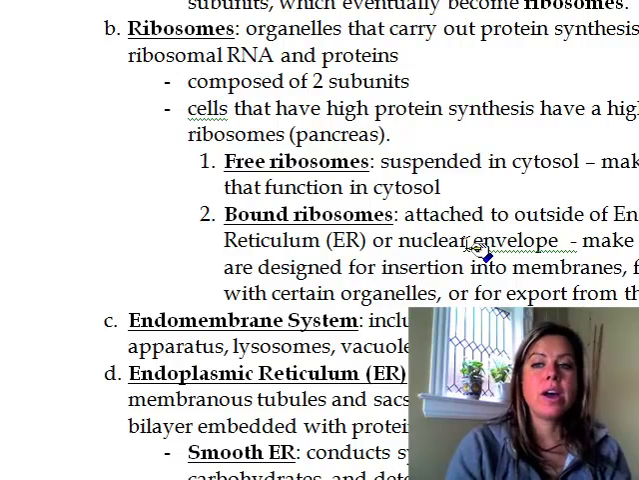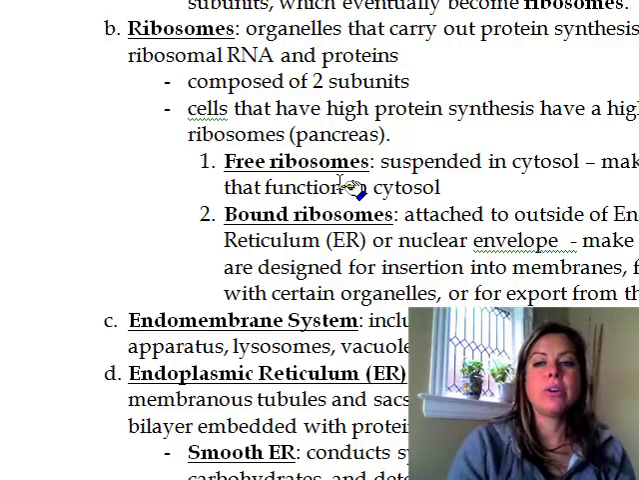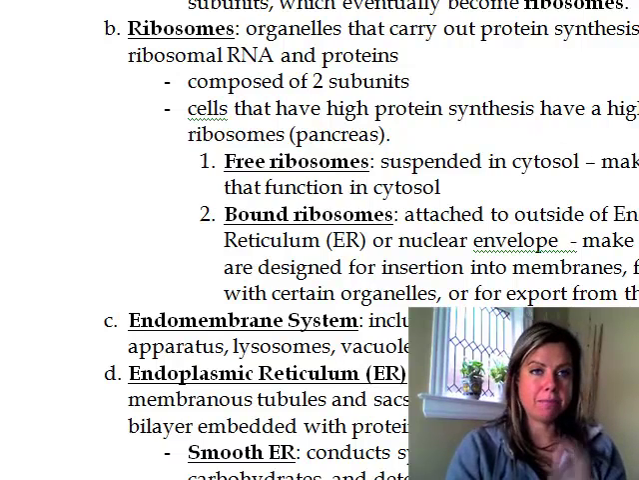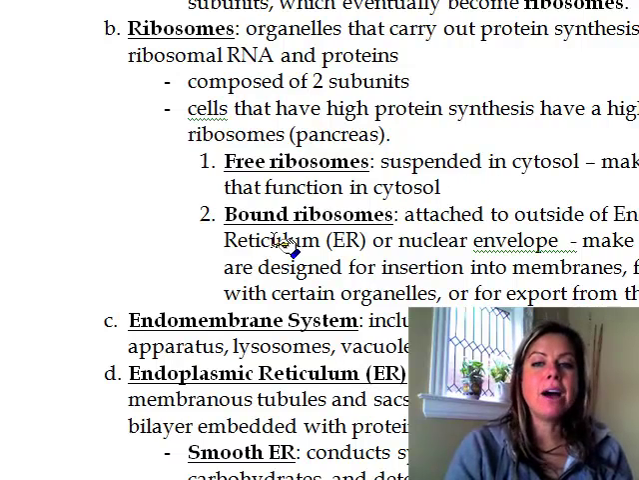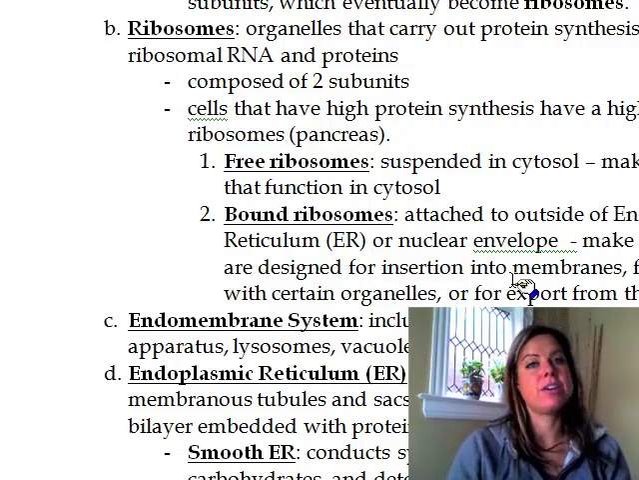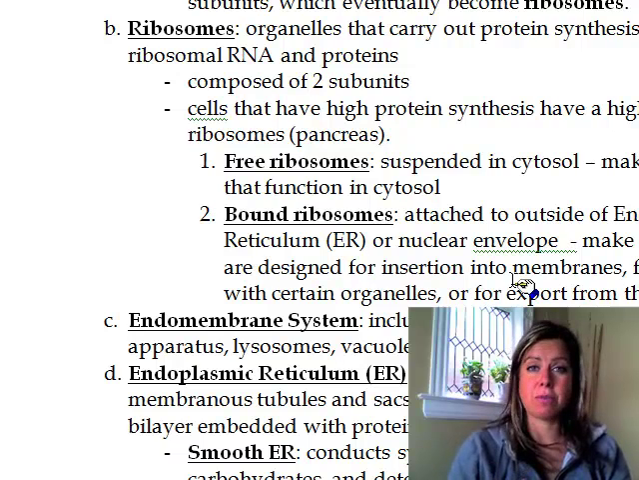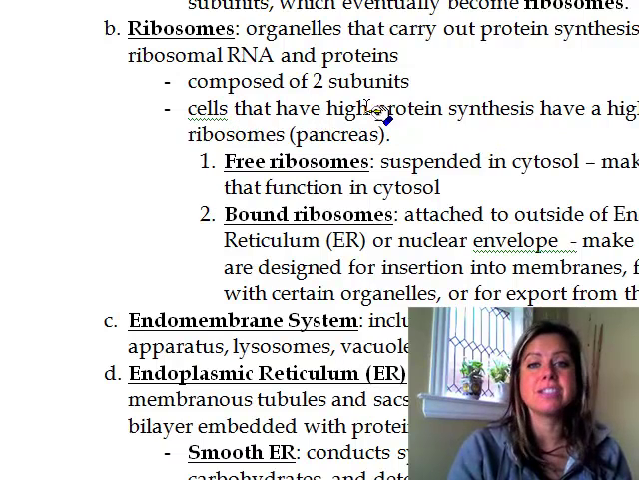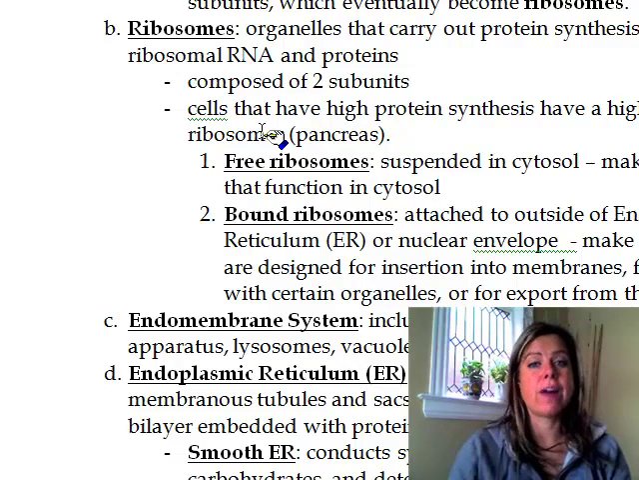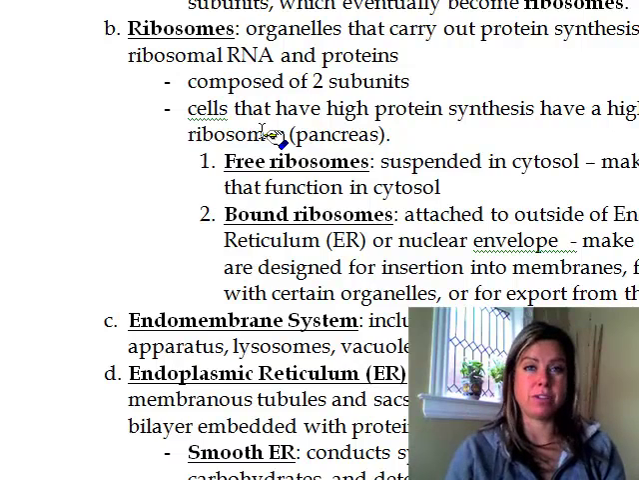What's going to happen is the free ribosomes that are floating around are going to make proteins that are important in that cytoplasm. Cytosol is the same thing as cytoplasm. Bound ribosomes are attached to the ER, which is called the endoplasmic reticulum, and those are going to make proteins that are usually going to leave the cell and go somewhere else. Now, an important thing about ribosomes is that any cell that's going to make a lot of proteins, such as your pancreas, is going to have more of those ribosomes because ribosomes are used for protein synthesis.